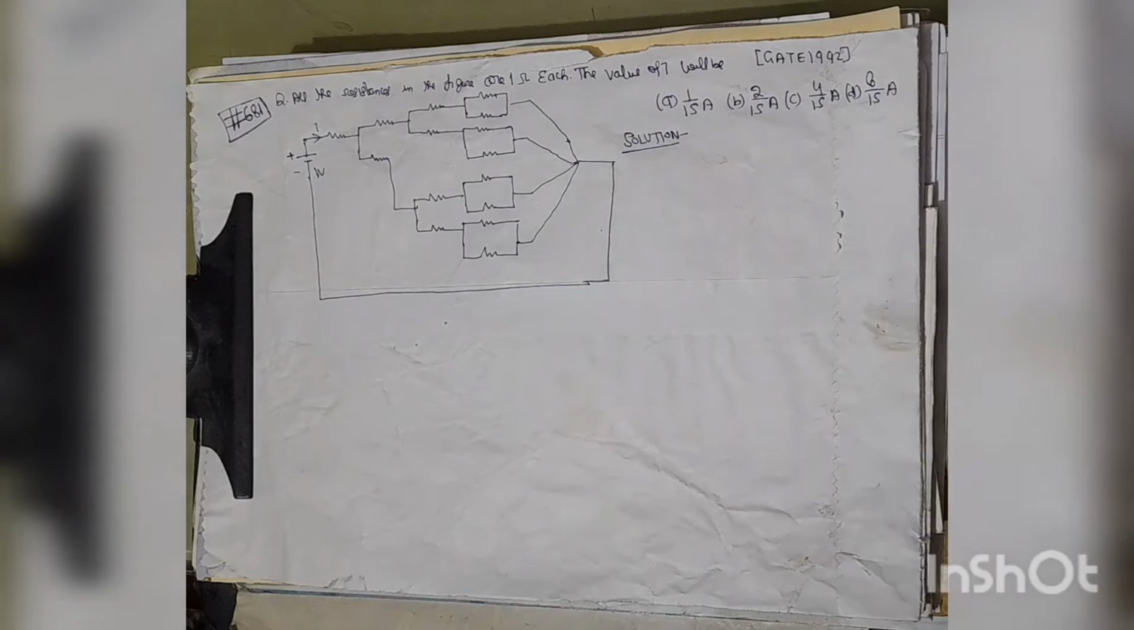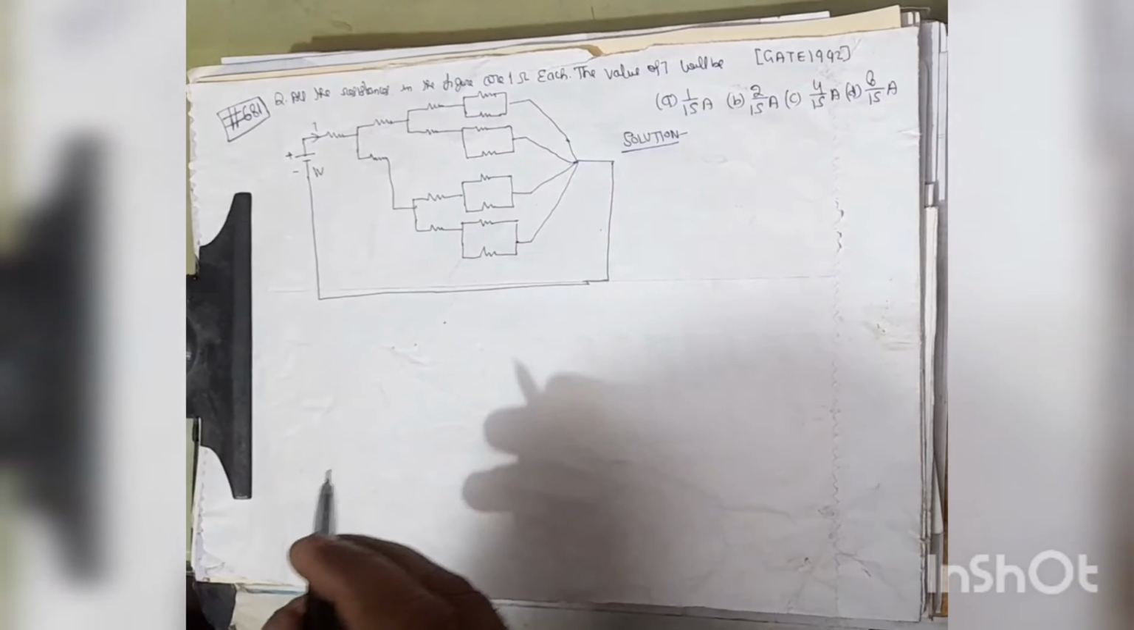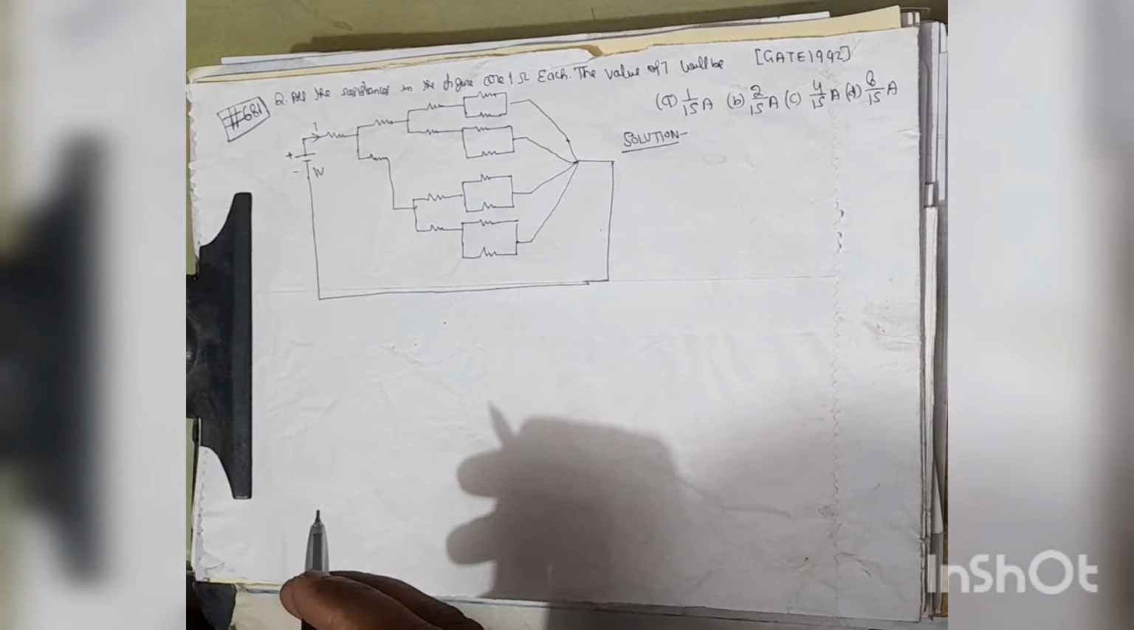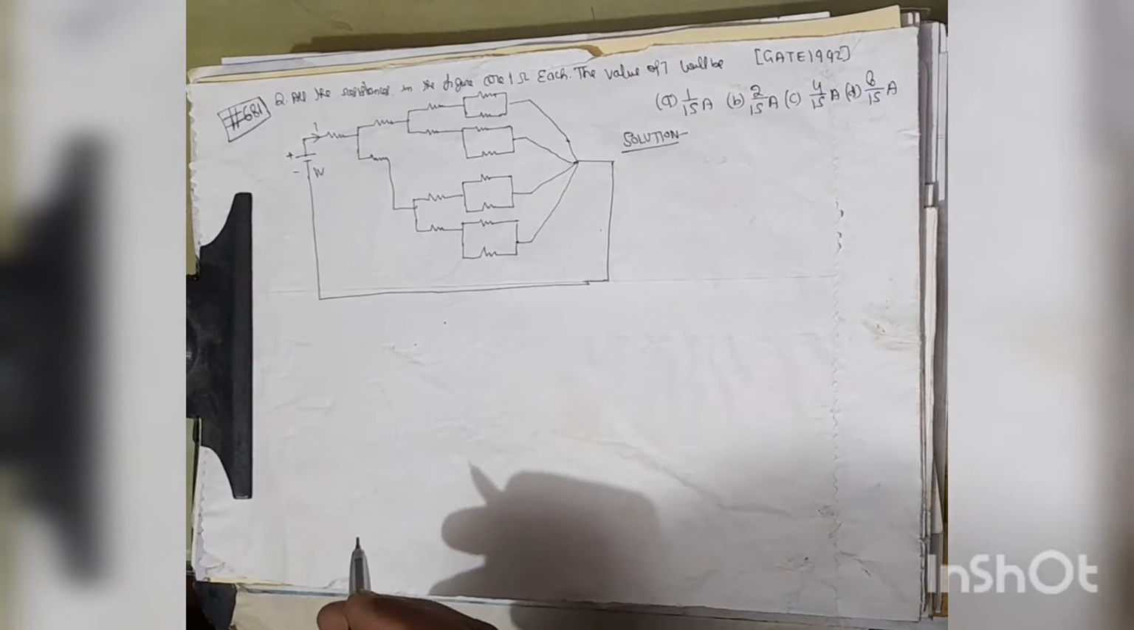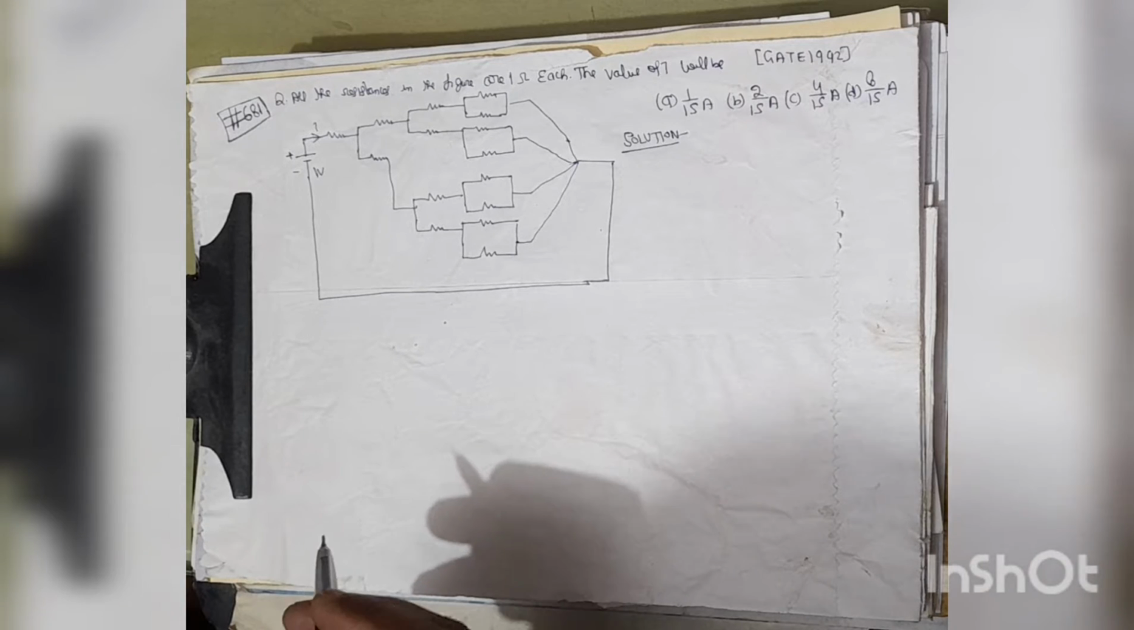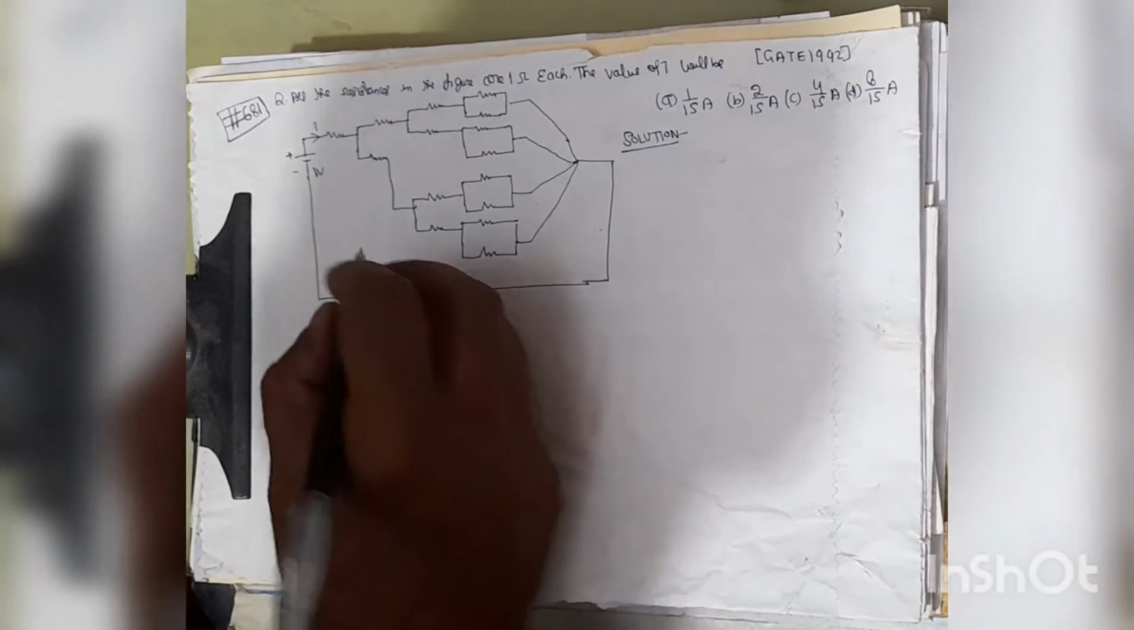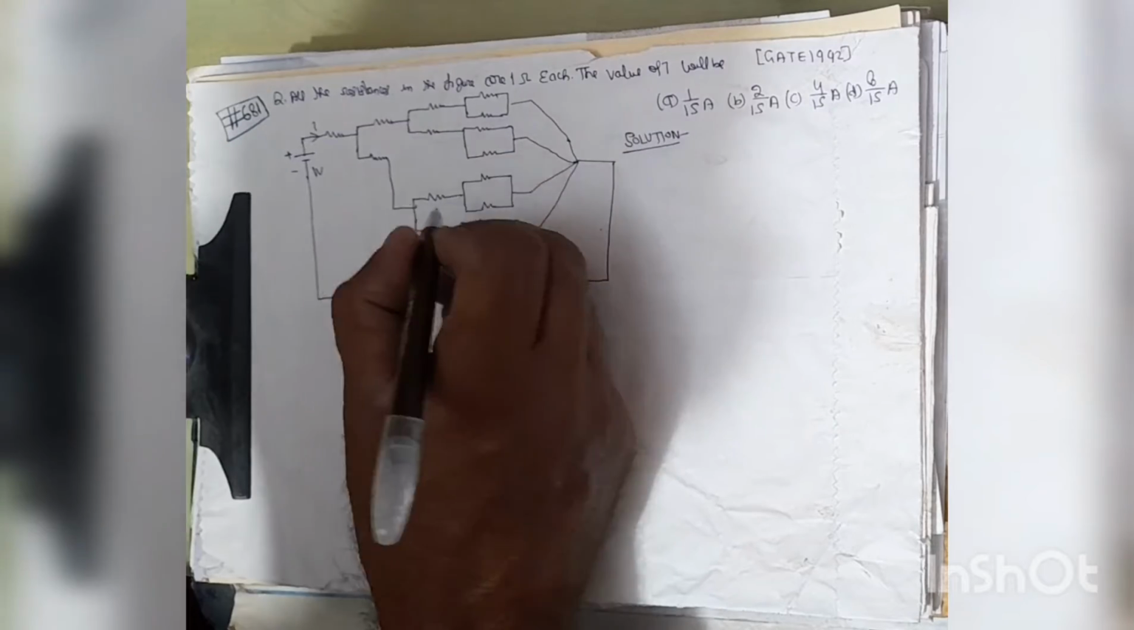Hello, it is a question related to networks. In this question, there is a diagram and all the resistances given in the figure are 1 ohm, and we have to find out the value of current I. Because all resistances are 1 ohm, let us rename these resistances.